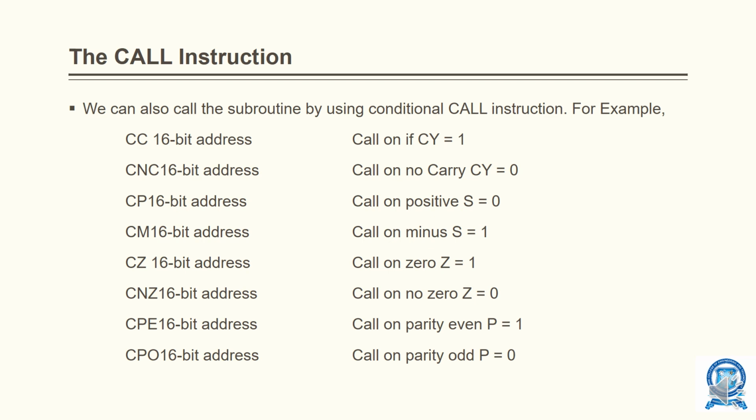Next one is call positive. If the sign flag is 0, then it is positive. If it is 1, it is negative. Now the next one is call minus. Next is call zero, call no zero. For these two instructions, the zero flag is checked. And the next two instructions are call parity even and call parity odd. So even or odd, based on the parity flag, it can be done.